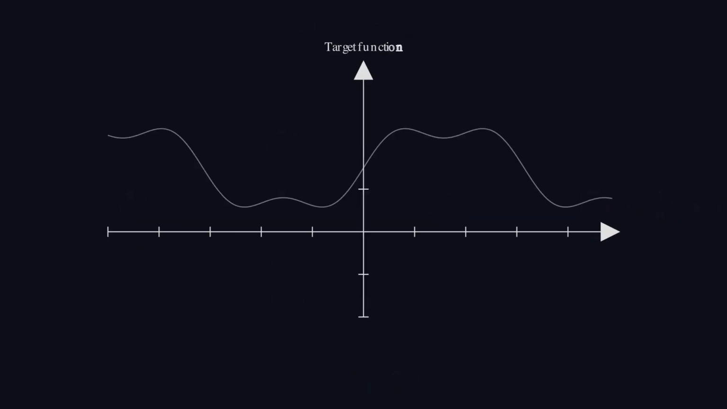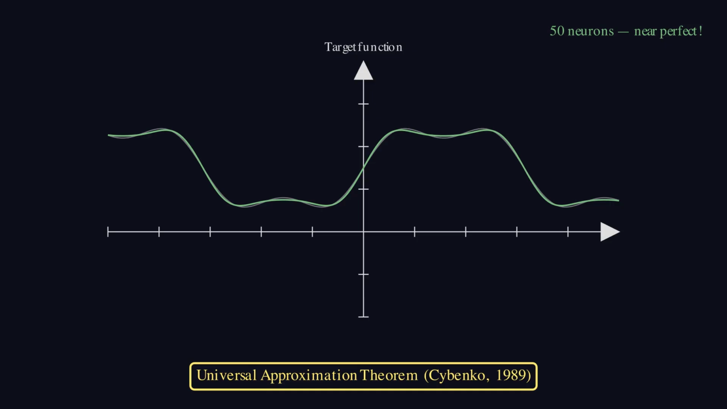Here's the theoretical guarantee that makes neural networks special. The Universal Approximation Theorem says a neural network with just one hidden layer and enough neurons can approximate any continuous function to any desired accuracy. Any function. This was proven in 1989 by George Cybenko. It means neural networks aren't just flexible. They're mathematically universal. Given enough neurons and enough data, they can learn any pattern that exists.